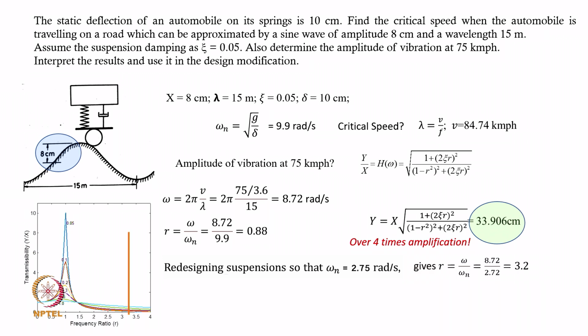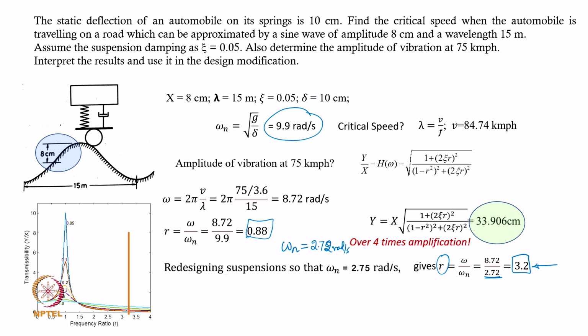Okay. So, I am basically going to change the value of omega n, and I am going to change this to, let us say, 2.75 radians per second. I think that is the value it is. So, that 2.72 or so. So, that the ratio turns out to be now 3.2. So, I reduce the natural frequency from 9.9 radians per second to 2.72 radians per second, and then that gives me a higher value of R. So, my R is now going to change from 0.88 to 3.2.